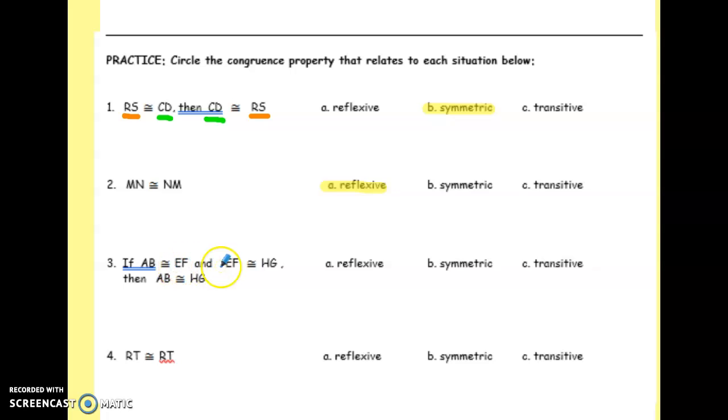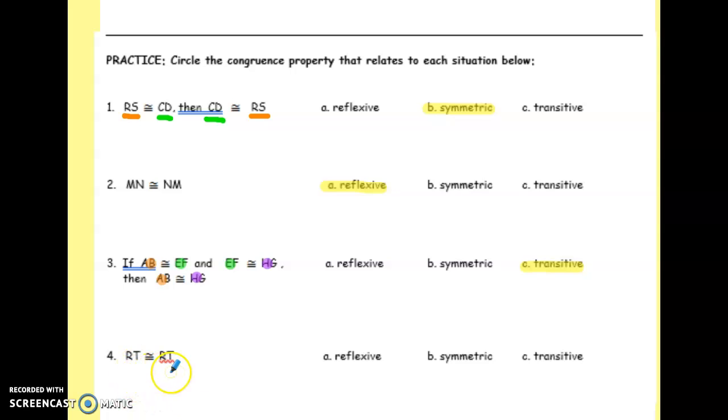AB is congruent to EF. EF is congruent to HG. So AB is congruent to EF, and EF is congruent to HG. So therefore, AB must be the same length as HG. Do you see the connections there? Orange is the same as green. Green is the same as purple. So that means orange is the same as purple. That's that transitive one. That is where you're making connections between multiple line segments.